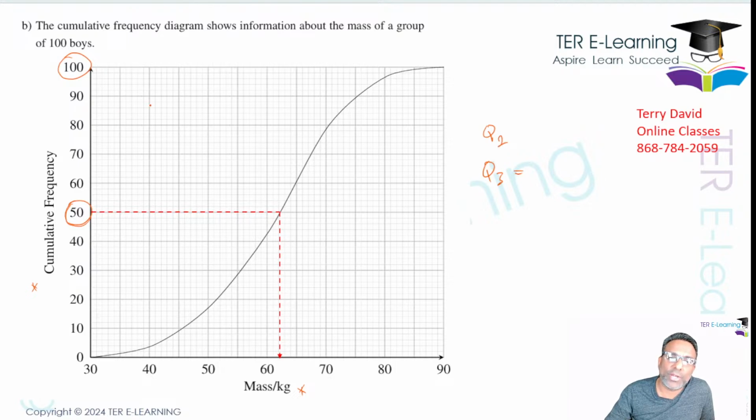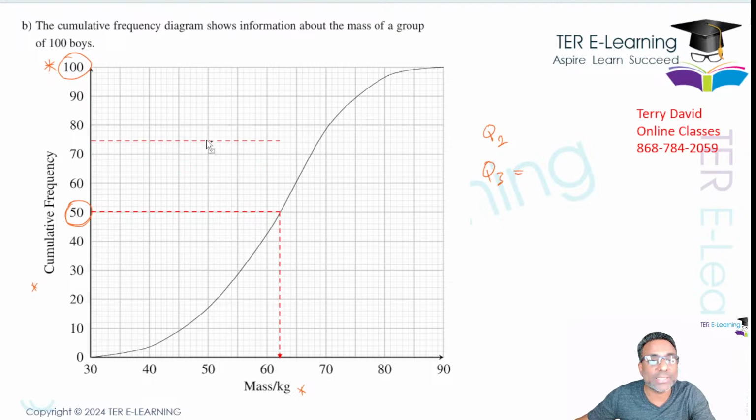So the upper quartile, you need to find 3/4 of this 100 here. So to find the upper quartile, you need to read off at 3/4. Now 3/4 of 100 is 75. So what we need to do, we need to come across here, and we're going to read off at 75. That's what you do.